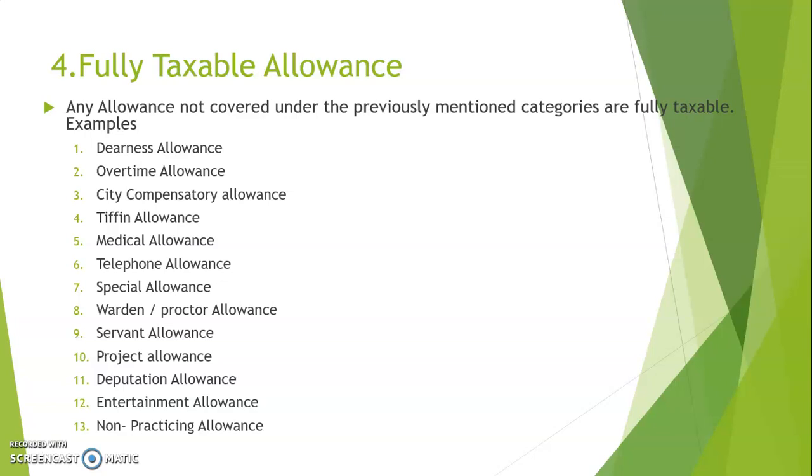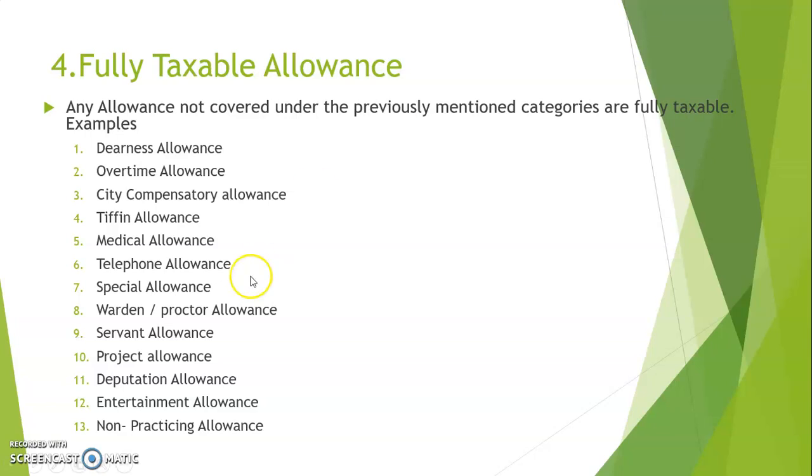And I'm presuming there is nothing much that I would have to explain regarding them. If at all you have any doubts, just let me know. I'm more than happy to explain. So DA allowance, overtime allowance, city compensatory allowance, tiffin allowance and whatnot. A lot of items. Telephone, special, servant.